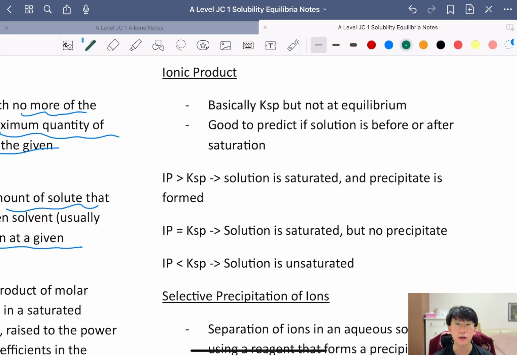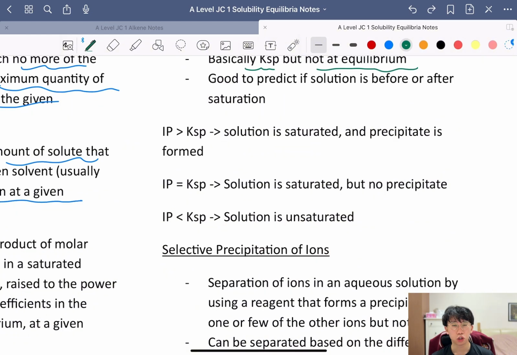Next up, very similar to Ksp is the ionic product. It's basically Ksp, but the ionic product is used to calculate the ratio of concentrations, just not at equilibrium. So it's very good for predicting if a solution has reached saturation, is oversaturated or is undersaturated. So if your IP is greater than your Ksp, that means the ratio of your ions in the solution is too high. It's higher than what is supposed to be at equilibrium.